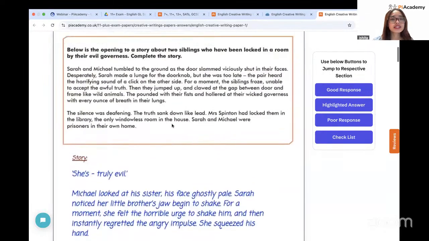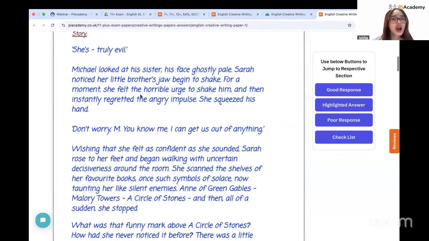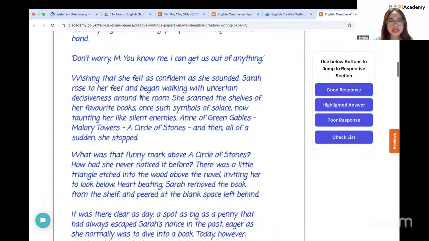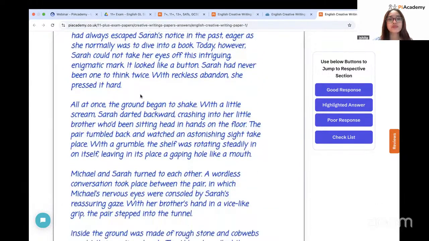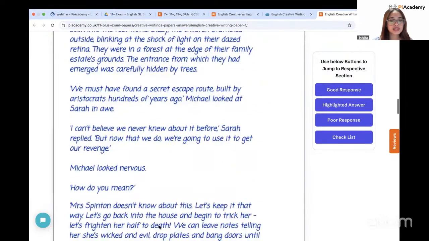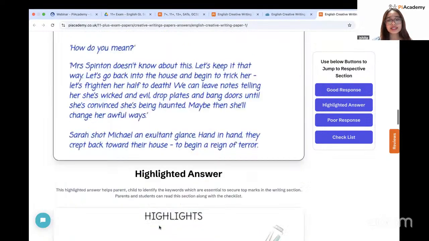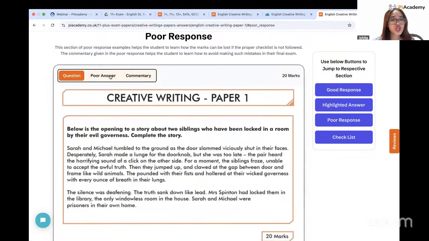We've also provided a model answer. So this is something you can't get anywhere else. A lot of other places don't have model answers. These are written by our Oxbridge tutors. So this is literally done by an 11 plus expert. So your child will get to see a model answer and use the techniques that they've done as well. And similarly, we've also shown a poor answer.